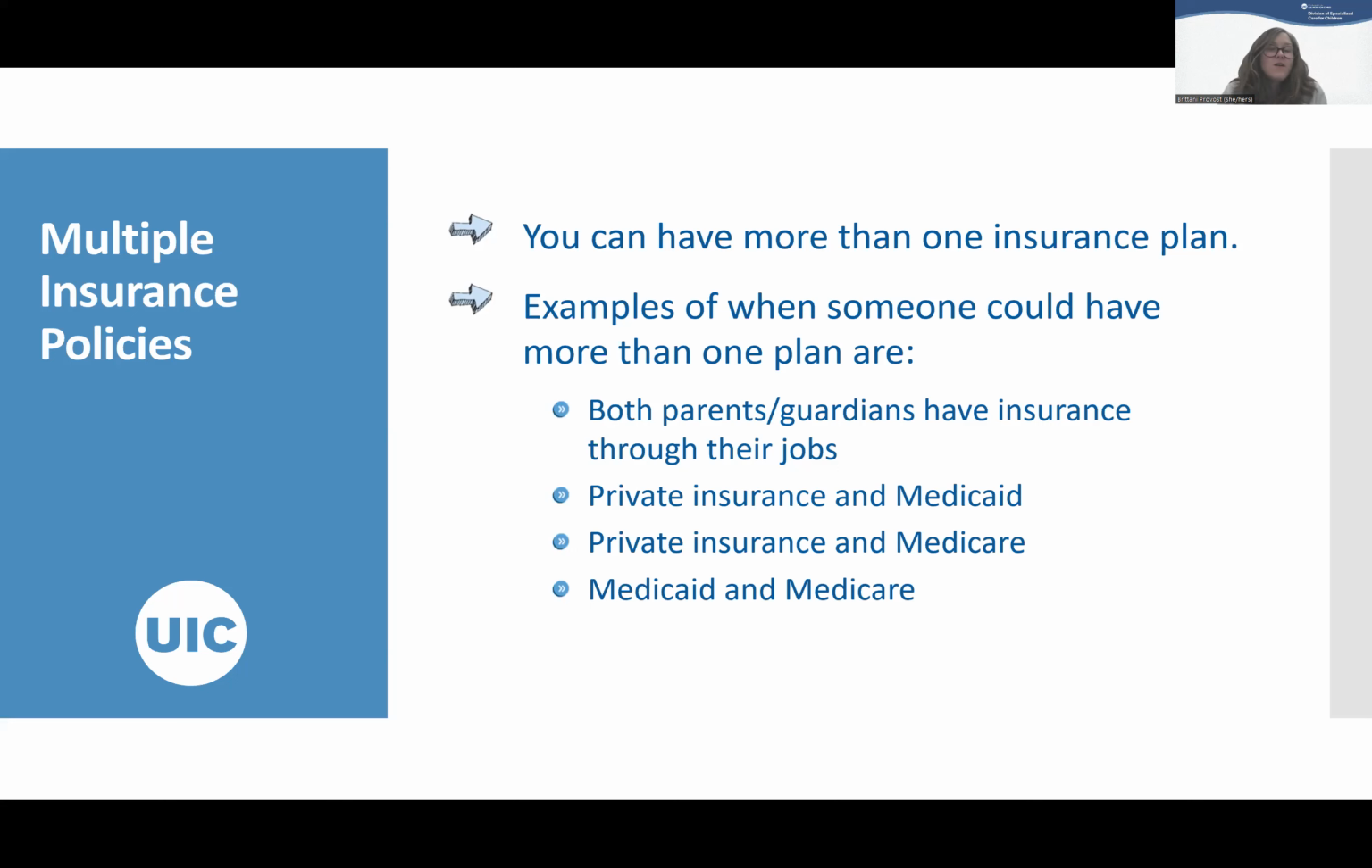Some examples, this is not all of them, but some common examples of when someone could have more than one plan are if both parents or guardians have insurance through their jobs. So if both parents have it and they want their child to be on both insurances, that child could have those two health plans. You could have private insurance and Medicaid. You could have private insurance and Medicare, and you could have Medicaid and Medicare. So just know that it is possible to have more than one insurance plan if you have more than one option available to you.